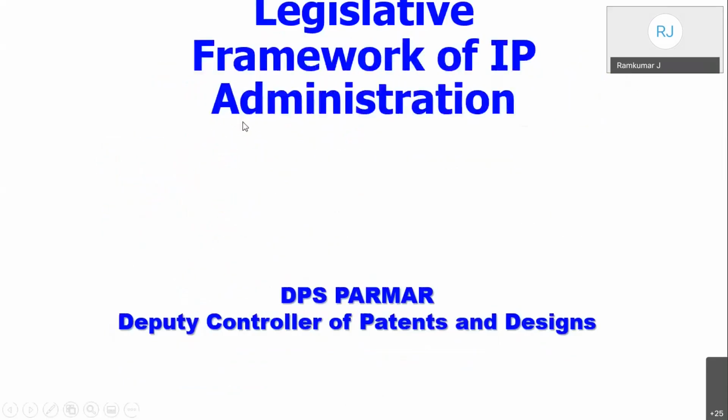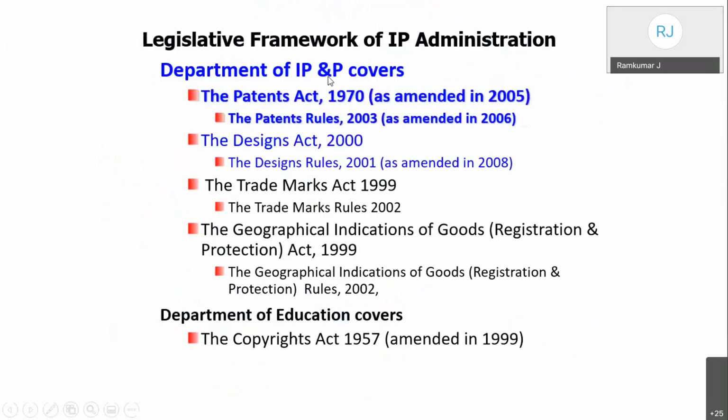If you look at it further, I can discuss more. The legislative framework of IP: the Patent Act was given in 1790, then 2003 they did. The Design Act was published in 2000, then in 2001 it was taught. Trademark in 1999, and the Geographical Indication of Goods in 1999 was given.